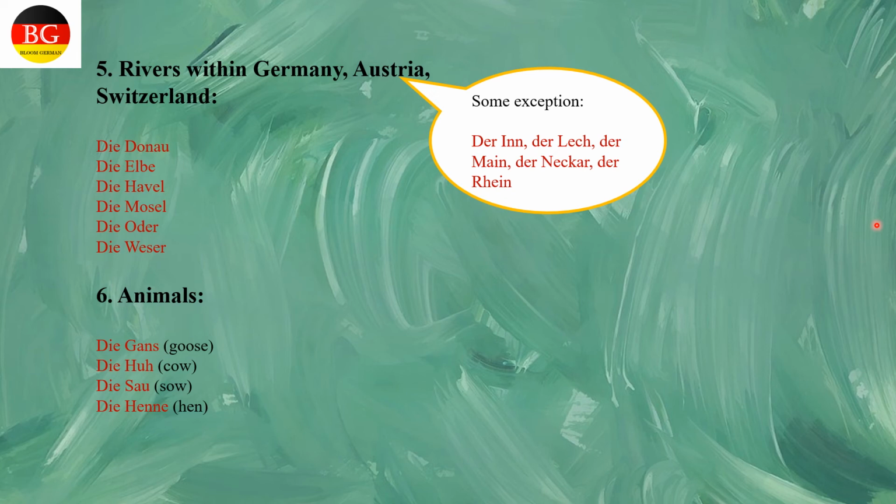Animals, that is female animals. Zum Beispiel die Gans, die Henne, die Sau. All are feminine in form.